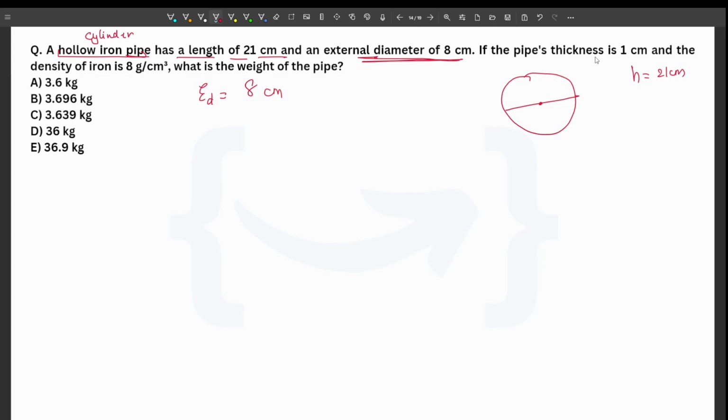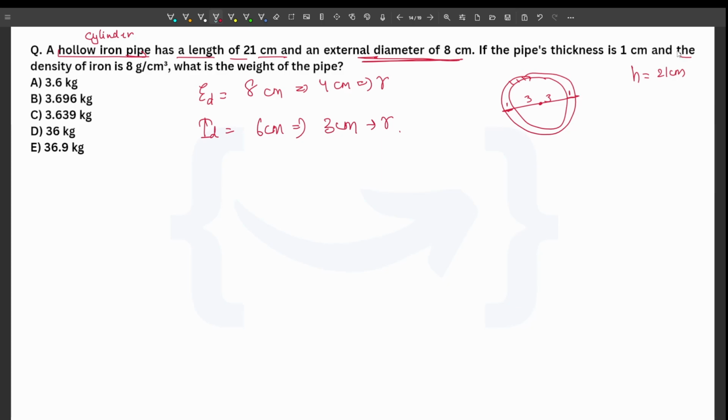The thickness of the pipe, which means we have another circle inside this hollow pipe, is 1 centimeter. So this is 1 centimeter, this is 1 centimeter. Now 1 centimeter here, 1 centimeter here, from 8, 2 gone. So we have 6 centimeter as the internal diameter as well. Half of 6 is 3, so 3 centimeter would be my internal radius, and 4 centimeter would be my external radius. I hope that as I am reading the question, I am formulating my answer.